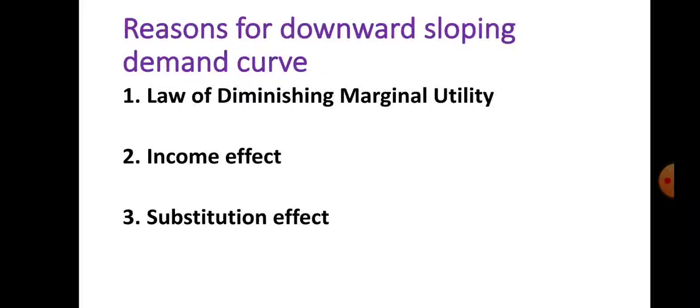So why does the demand curve slope downward from left to right? These are the reasons. Number one is the law of diminishing marginal utility. Number two is the income effect. Number three is the substitution effect. Number four is the multi-purpose uses. And number five is new consumers.